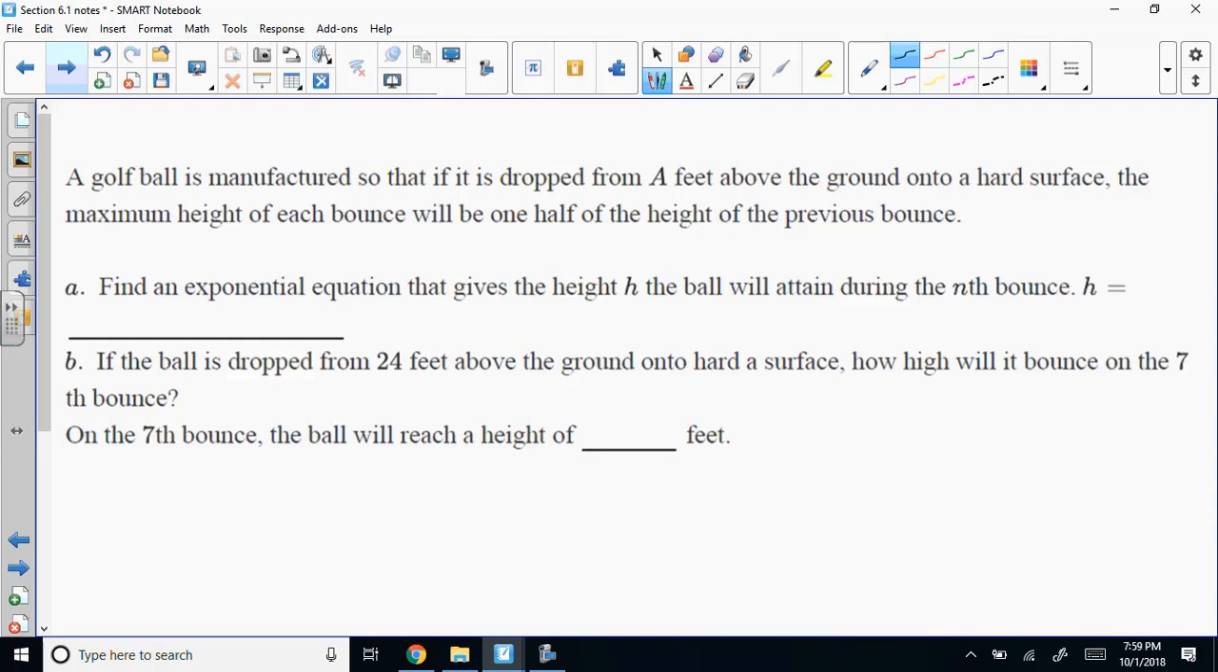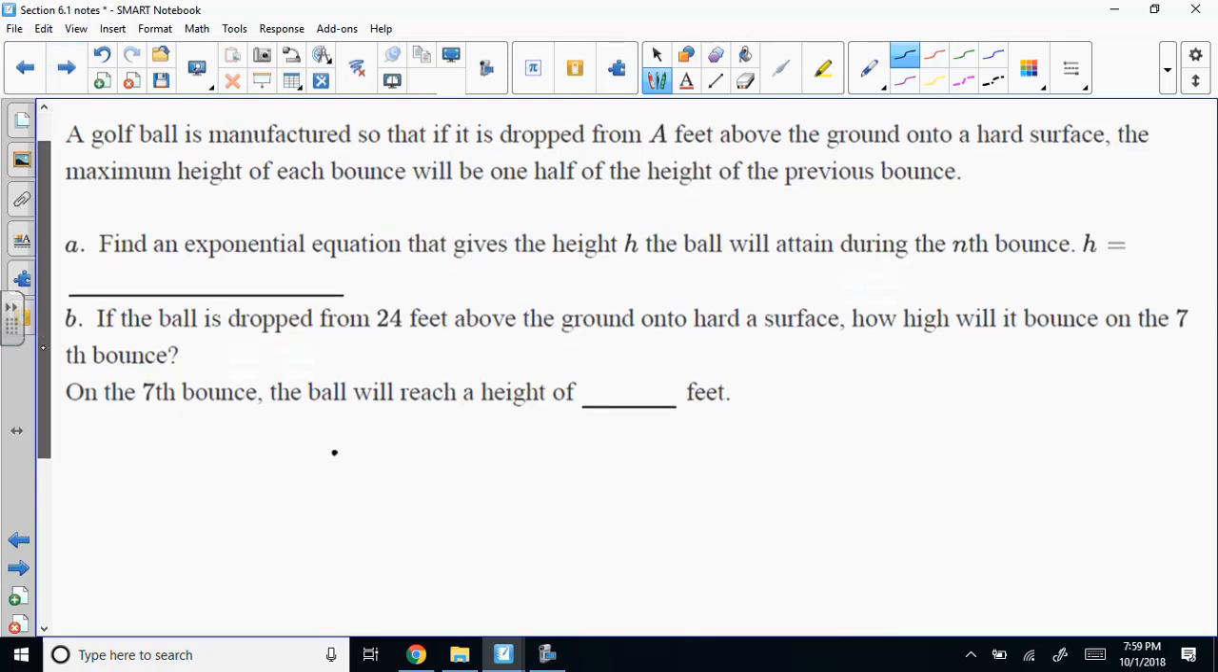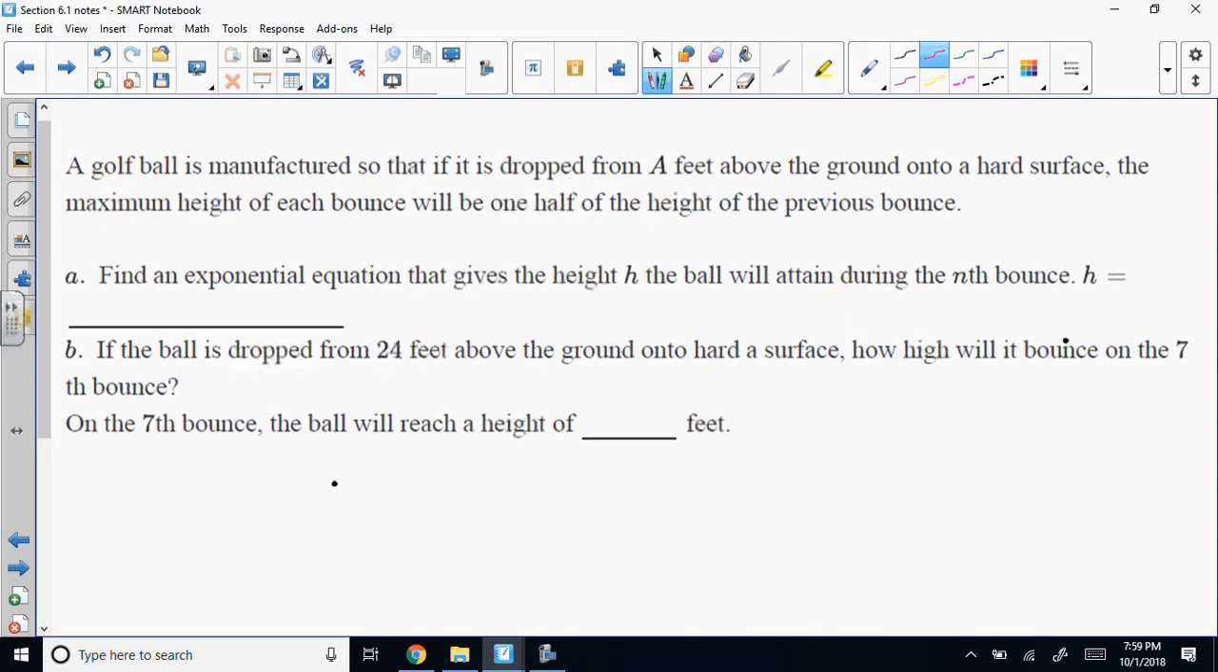Find an exponential equation that gives the height of the ball, h, that will be retained after n bounces, right? So here we go. Do we know how high the ball is? Nah, we don't know. So h equals the initial height, right? H sub 0. Are you okay with me using H sub 0? That's the initial value of height, right? Times what? 1/2 raised to the what? N, right?